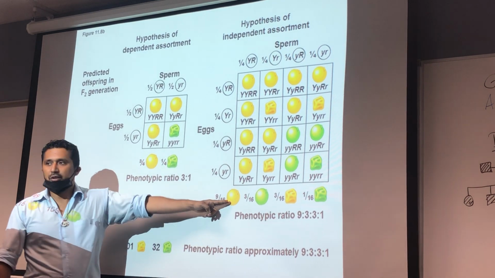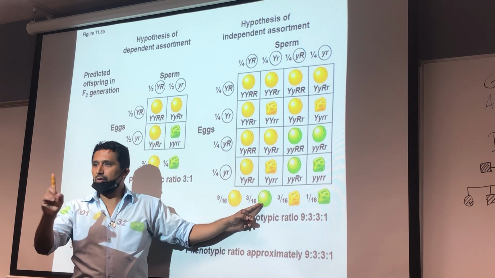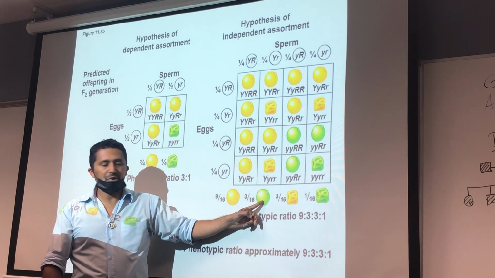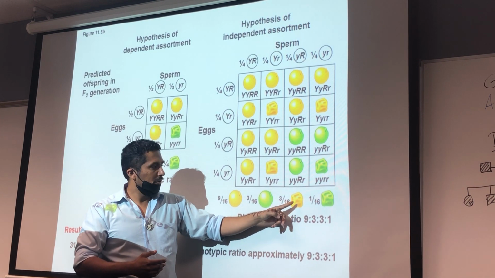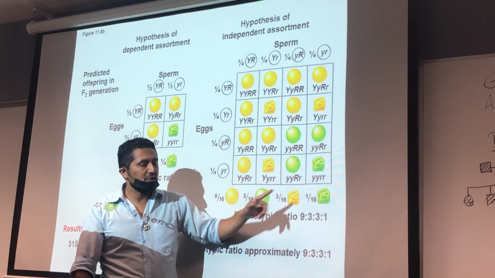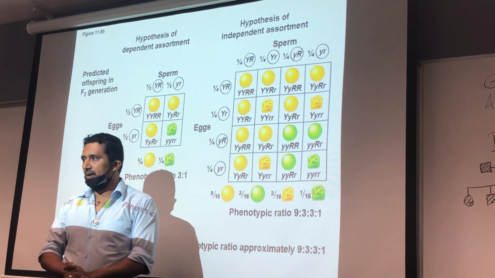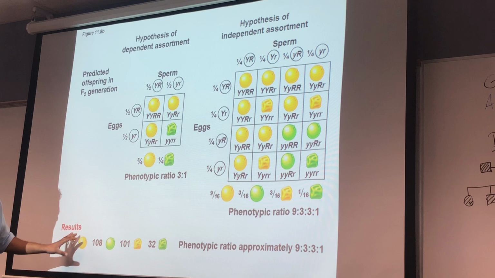So 9 double dominant; here 3 single dominant, in this case for the round shape, with the color recessive; 3 of the other single dominant, the yellow color dominant, with the wrinkled shape, the recessive one; and here 1 out of 16 double recessive, seed shape and color. That's what we saw there.